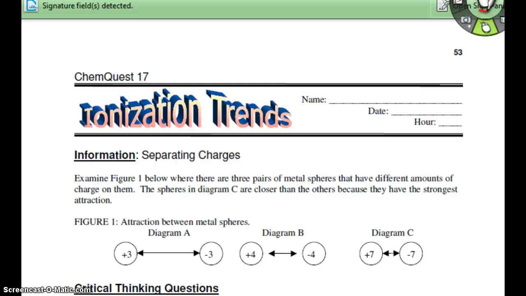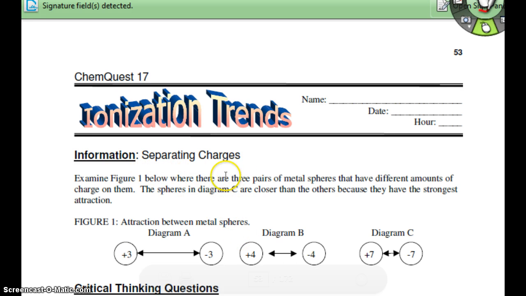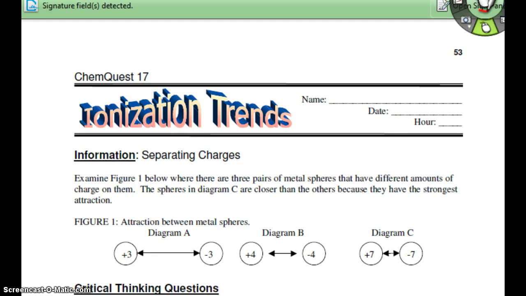Okay, this is ChemQuest 17, ionization trends. So we have a little bit of information to look at before we get started. And this says separating charges. It says examine figure 1 below, where there are 3 pairs of metal spheres that have different amounts of charge on them. The spheres in diagram C are closer than the others because they have the strongest attraction.